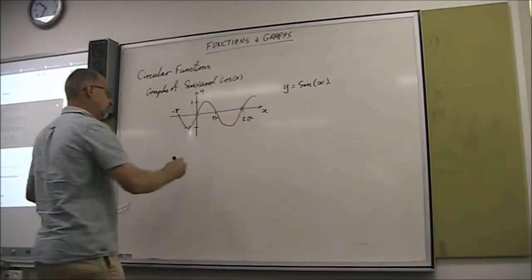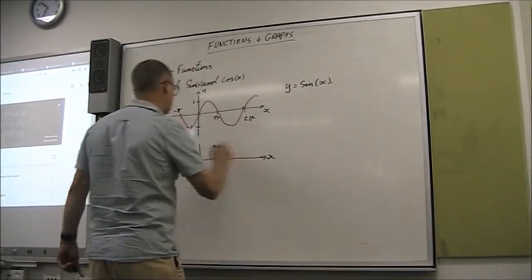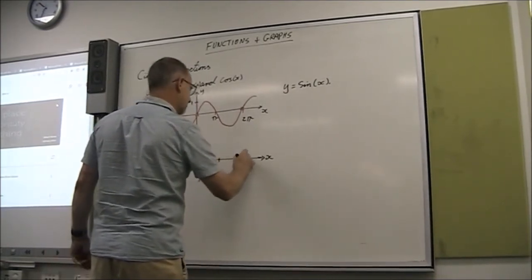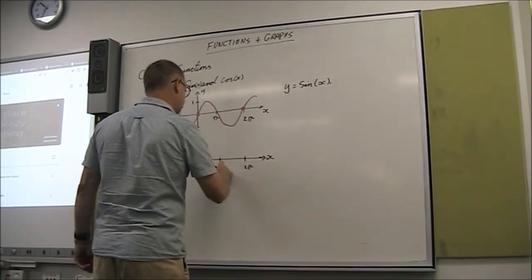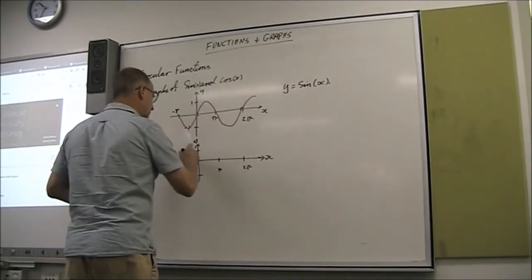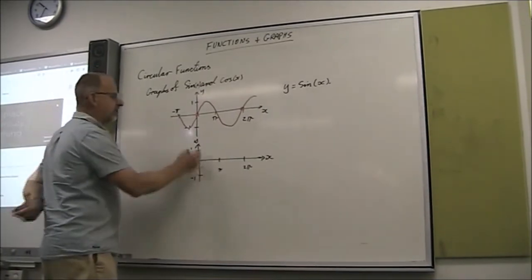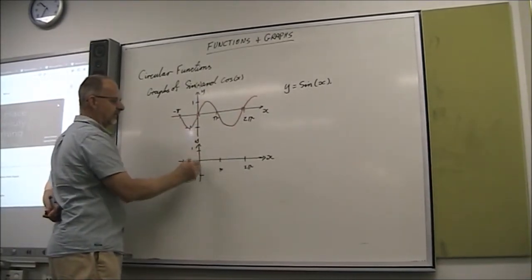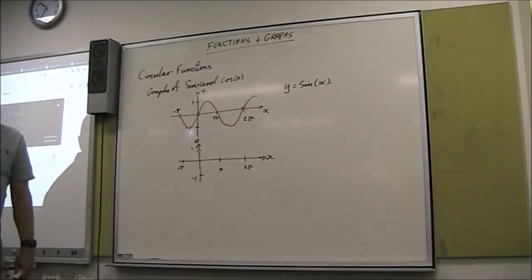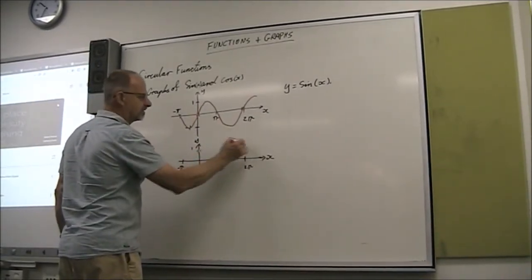The cos one, very similar. It also has a period of 2 pi. Maximum of 1, minimum of -1. But this time, we can use as our starting point the y-axis. Instead of going through the origin, it goes through 1. So 1 period later, it gets back up to the top.